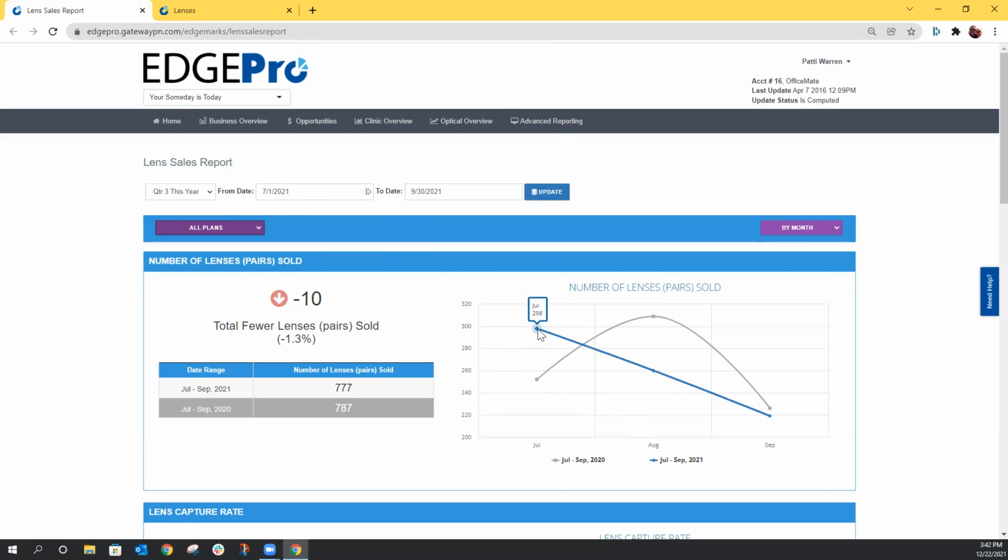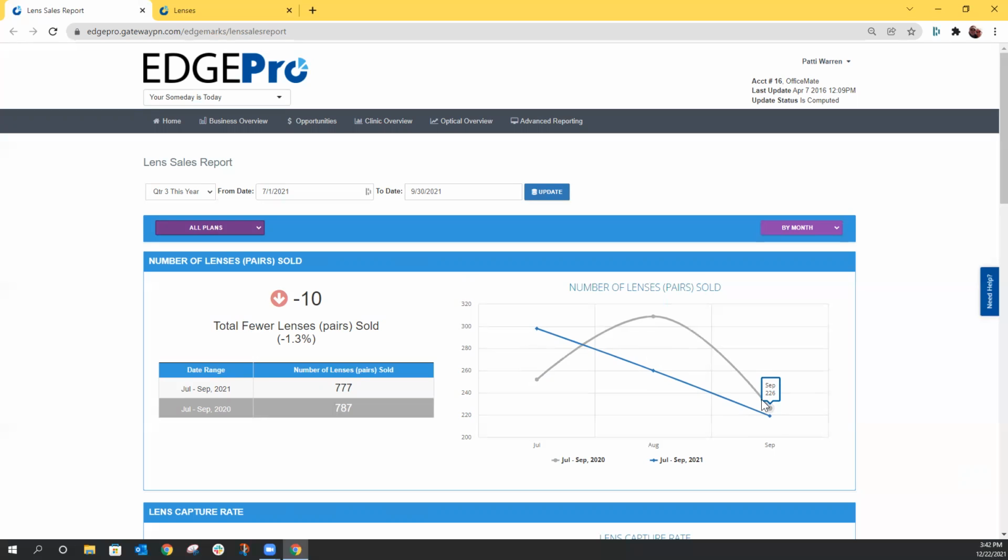We sold 298 lenses in July. We sold 252 in July of 2020. So you have the graph that you can see. We sold more lenses in August last year than we did this year. You also can see in September, we've sold a few less lenses this year than we did last year.